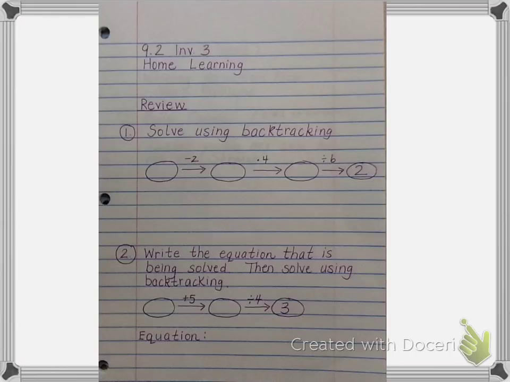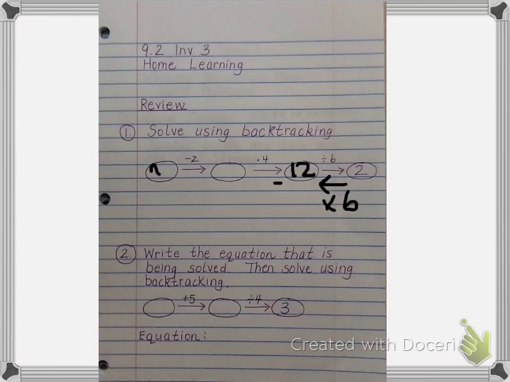Okay, if you are listening, you are done solving these 2 problems and ready to see how you did. So for number 1, you are to solve using backtracking. We are trying to find out what n equals. First, we're going to undo the divide by 6 by multiplying times 6. 2 times 6 is 12, so we're going to put a 12 in that oval.